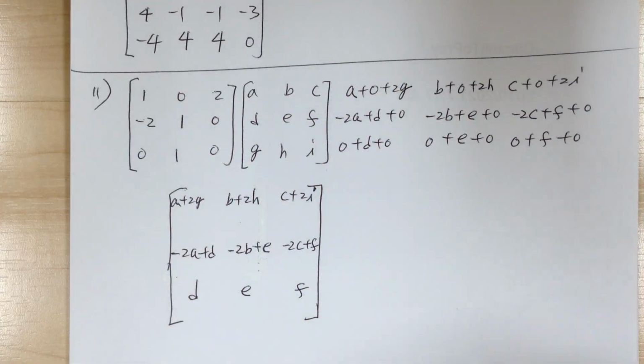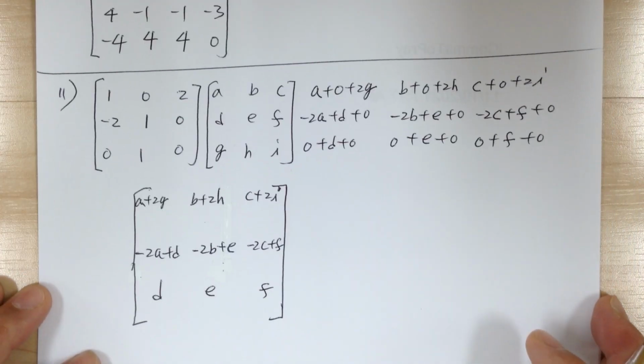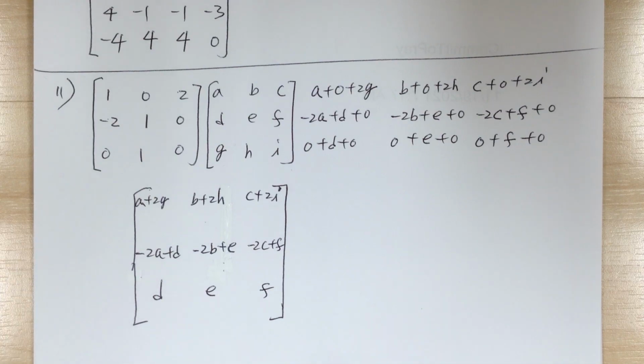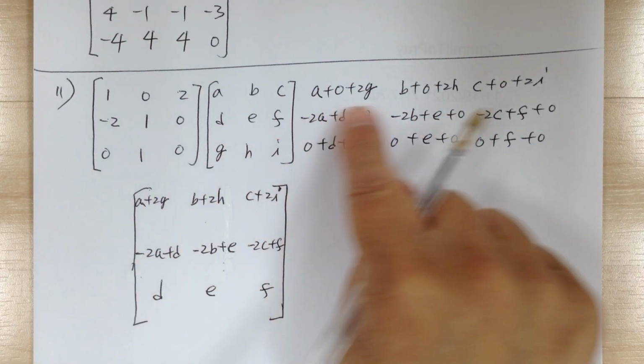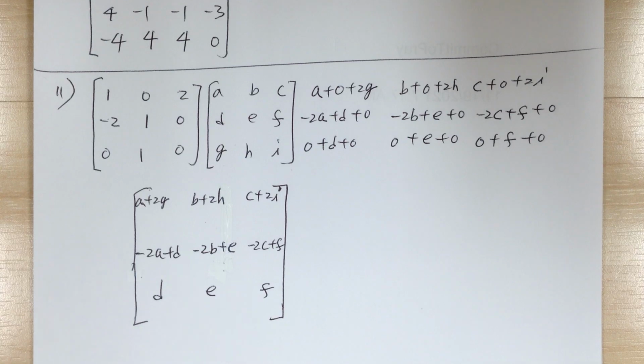Okay, and that's it. So again, when you multiply, make sure you take your time, watch for careless mistakes. And again, write things down. It helps you to visualize. It will help you to cut down a lot of careless mistakes.